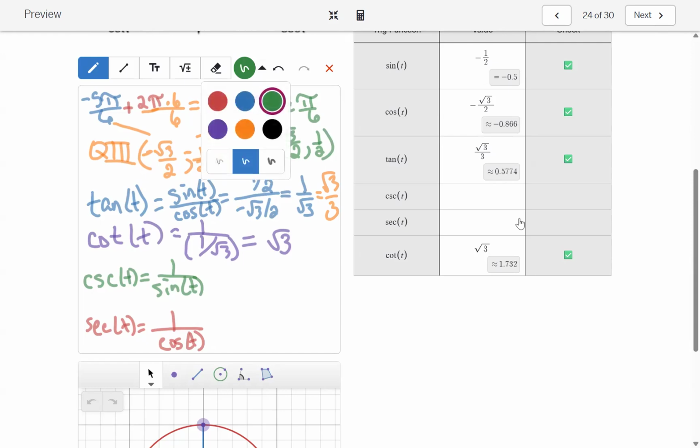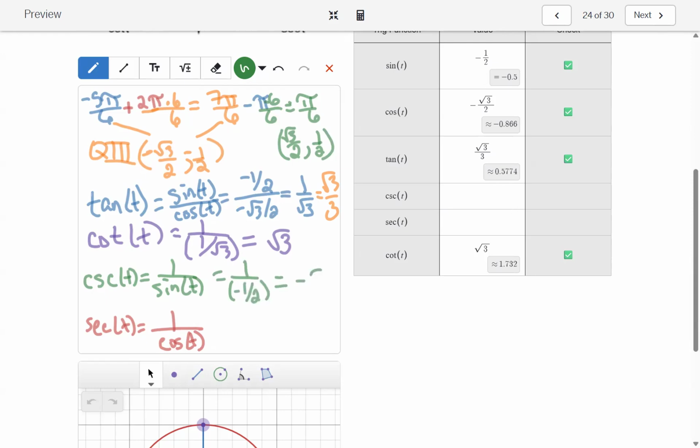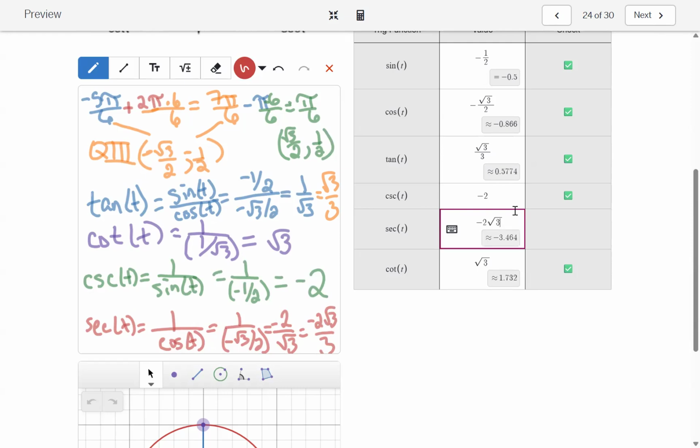And now we'll actually finish out the calculation. So sine was the negative 1/2. So 1 over negative 1/2 becomes negative 2. Then our secant is a little more annoying. 1 over negative square root of 3 over 2. So we have negative 2 over the square root of 3, which, when rationalized, ends up with the square root of 3 on top and just a 3 on the bottom, still with that negative 2. So negative 2 square root 3 divided by 3. Yeah, this table has a typo.